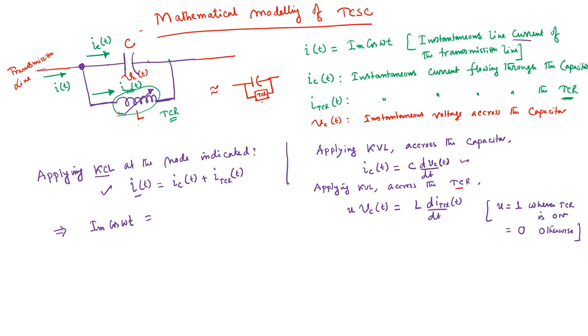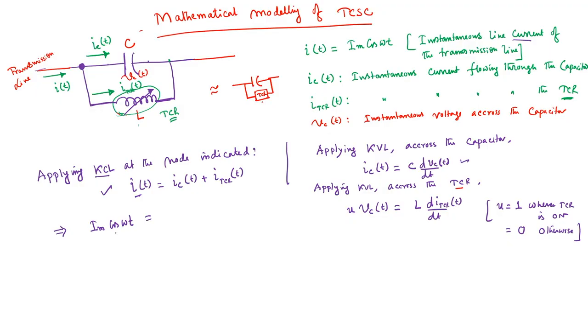Now, here we do not assume that this TCR is located, or this TCSC is located at the midpoint. It can be located at any point of the transmission line. It can be at the sending end, or at the receiving end, or at any point of the transmission line. So, we assume that the current flowing through this transmission line is I m cos omega t, wherever it is placed. Then this will be equal to, we know I c t is equal to this. So, let us put it there. I c t is equal to C dV C t dt plus this I TCR of t. Okay. All right. Now, what can we also write? Okay. So, this is one equation we get.